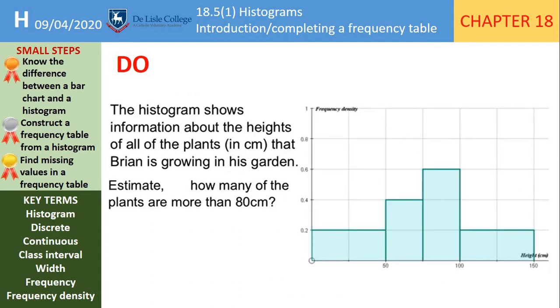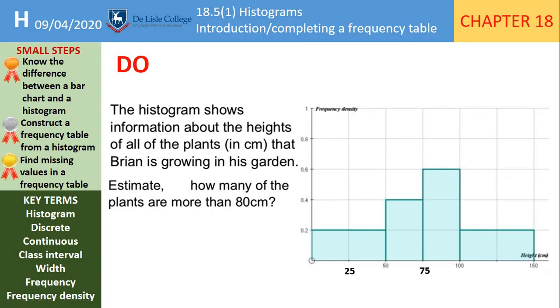Another do now question, pause the video and have a go at this one. This time the histogram shows information about the heights of all the plants that Brian again is growing in his garden. This time estimate how many of the plants are more than 80 centimetres.